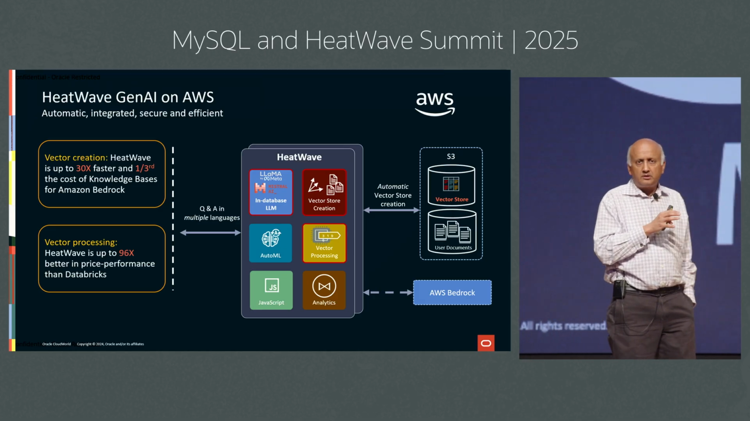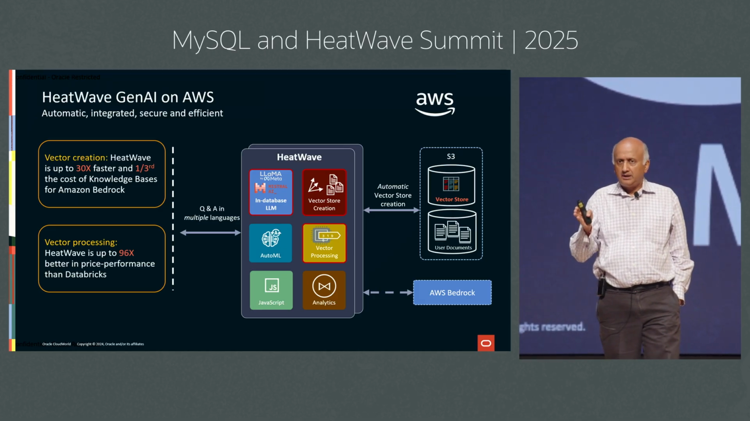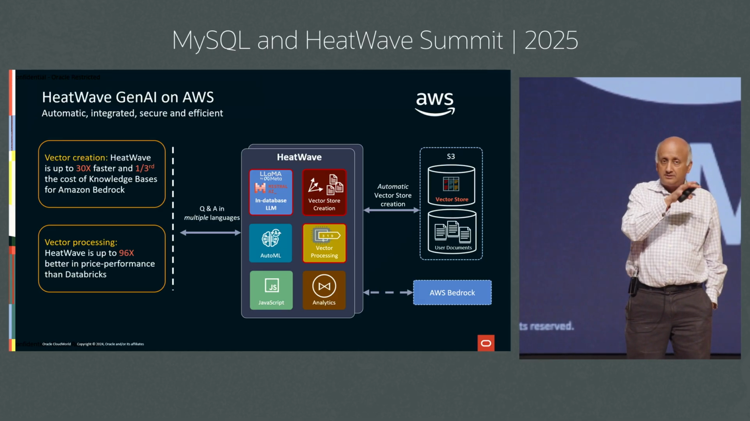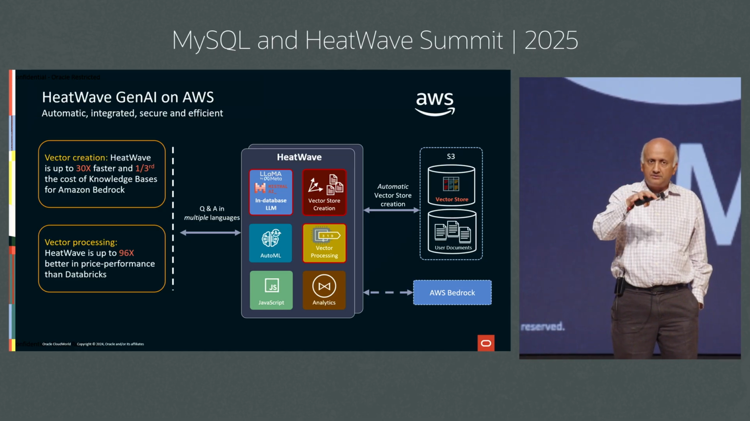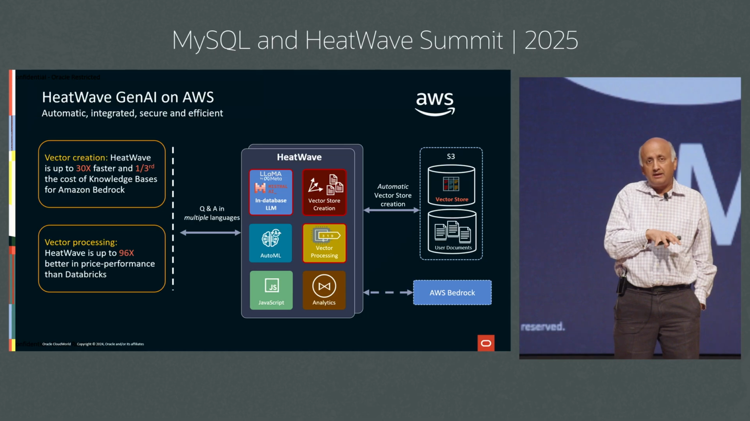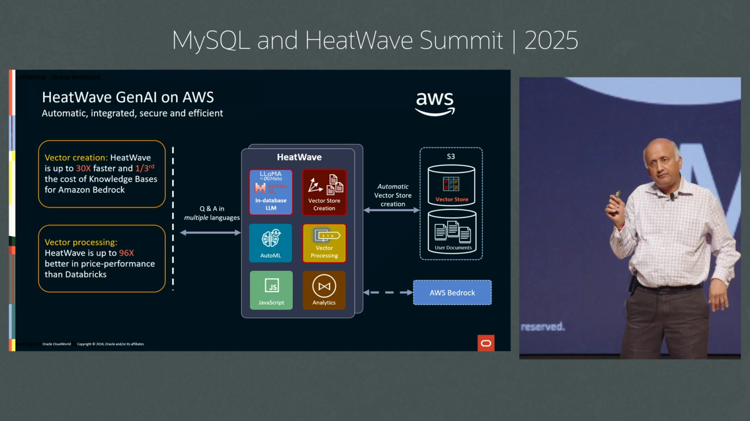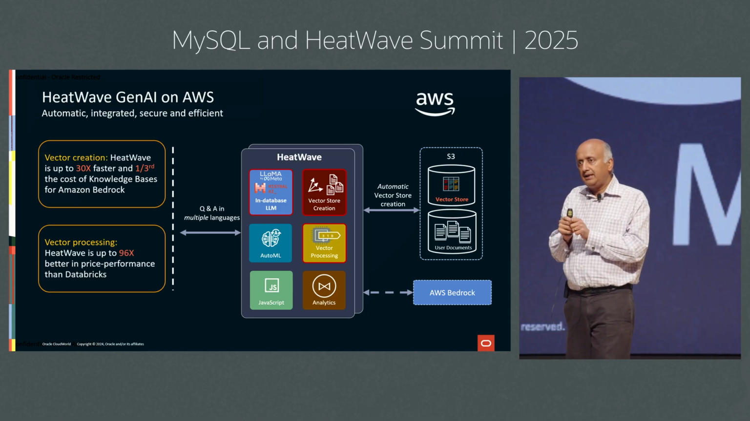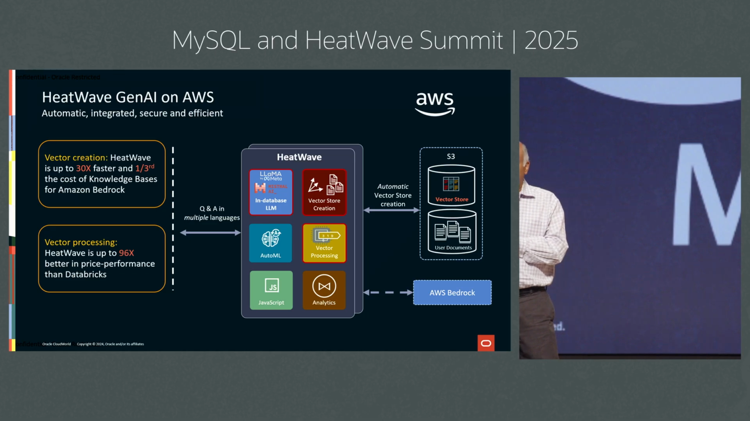Everything which I talked about, vector creation, vector processing, generative AI, invoking external LLMs, in-database LLMs, all of this is available obviously in OCI, but also in AWS. The only difference is in AWS, we have done the integration with AWS Bedrock.